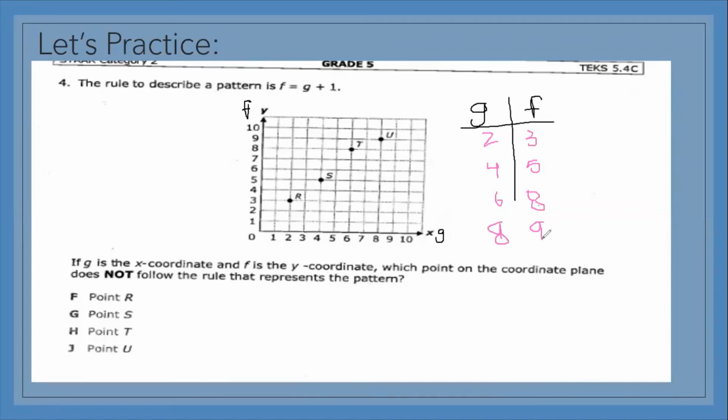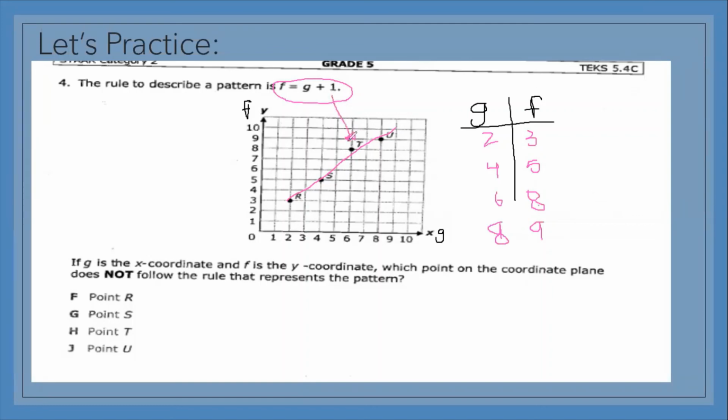Yes. What if I didn't know how to write out coordinate points? What could I have looked at to figure out that my answer was point T? The line. What's wrong with the line? It's not going in a diagonal straight line like this. Good. So when we talk about functions, functions represent a line. Who's ever heard of the word slope? When you get to middle school next year, you'll start talking about slope. Slope is the steepness of a line, right? Like if you're going skiing. You can see that this T is not on the line, meaning it can't follow that rule.